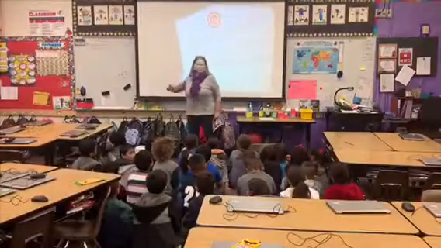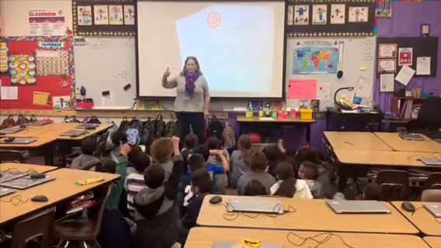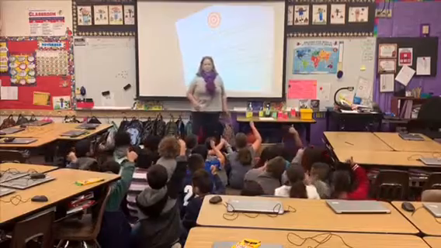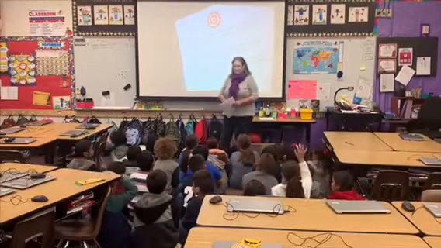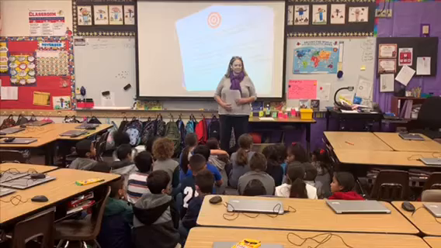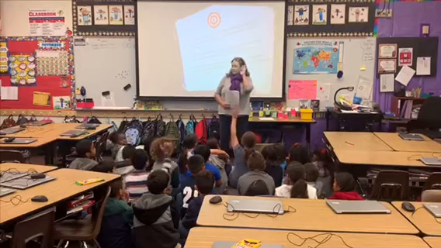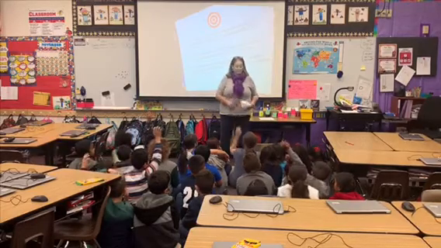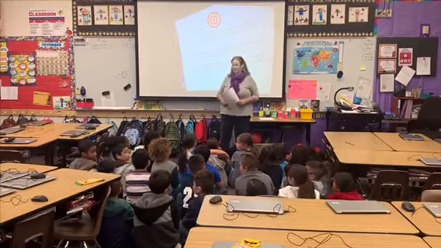Have we been looking at measurements? Yes or no? Thumbs up if we've been looking at measurements. Who can name one of the measurements we've been looking at? We've been investigating. Millimeters, okay.